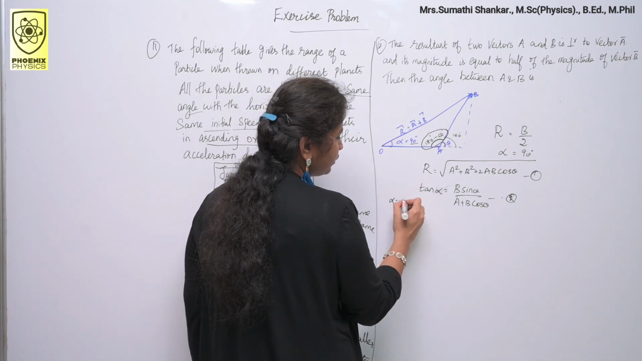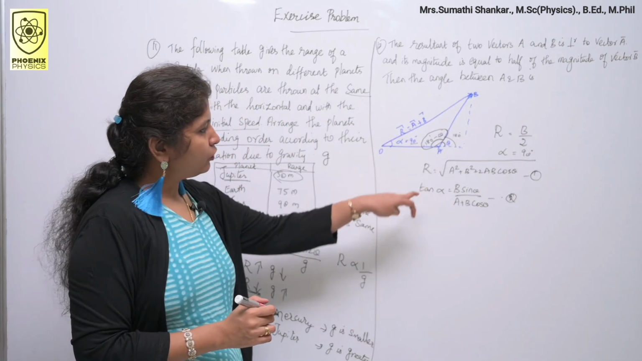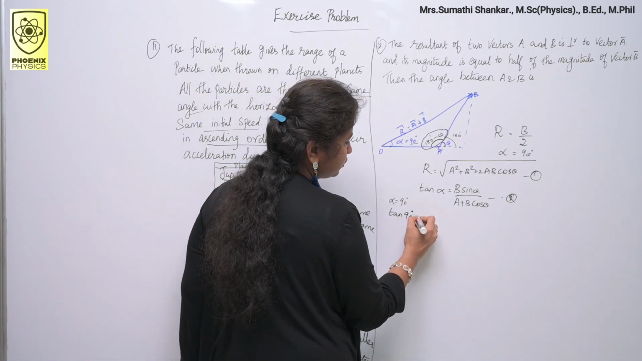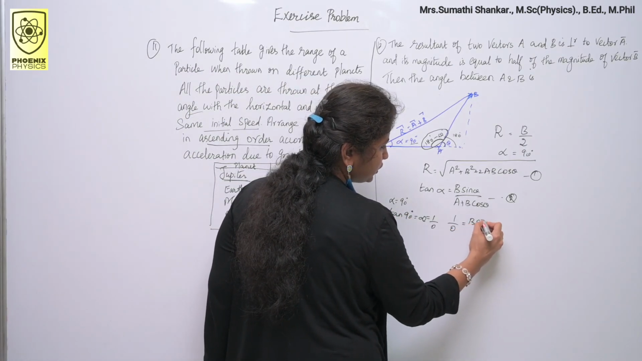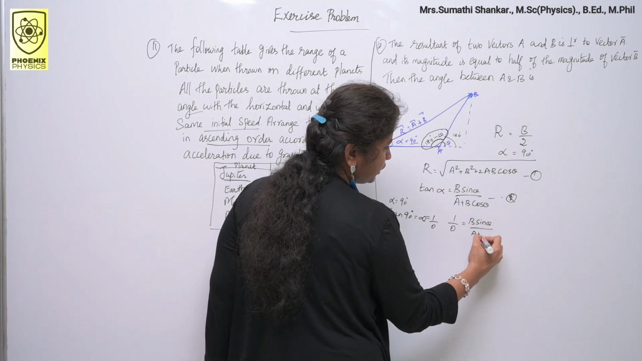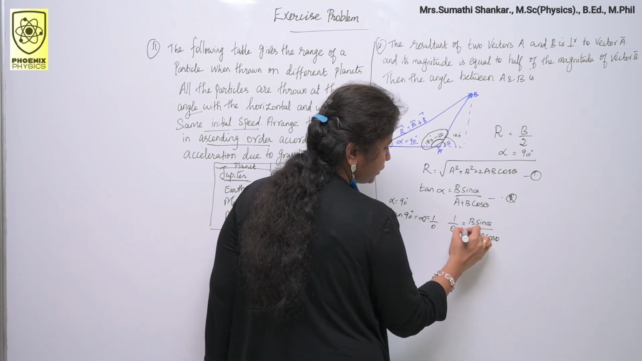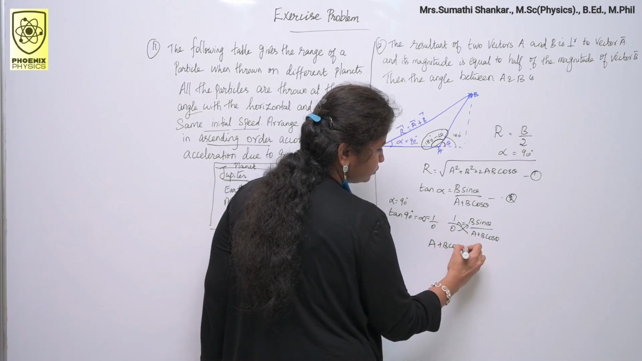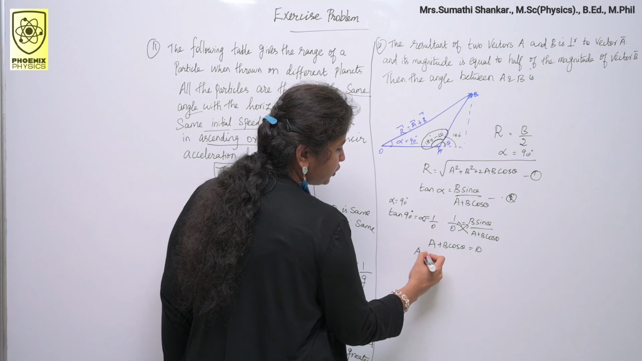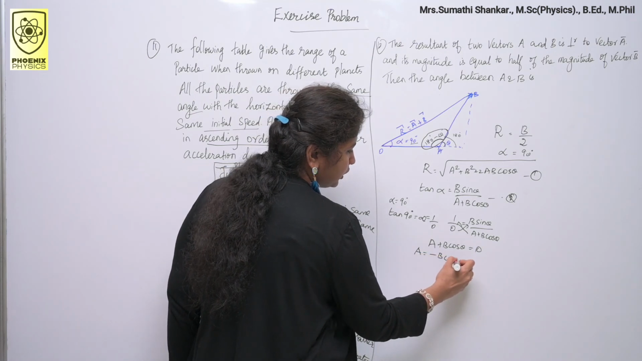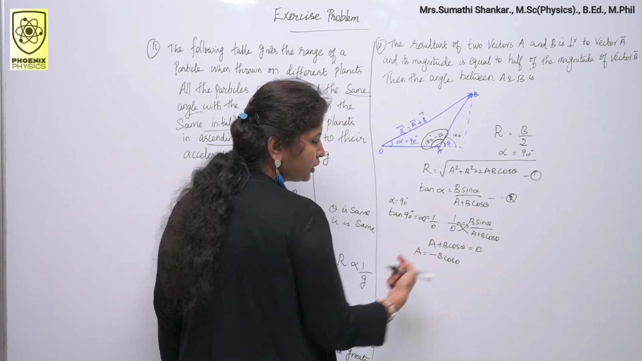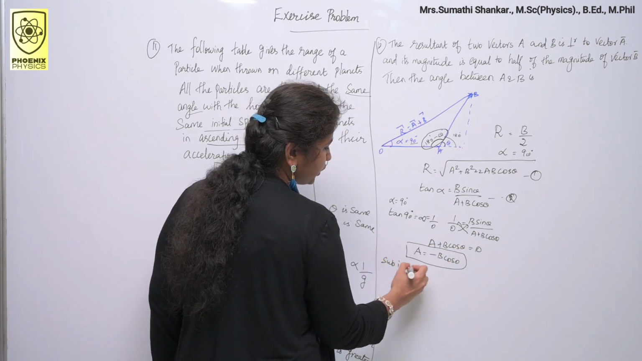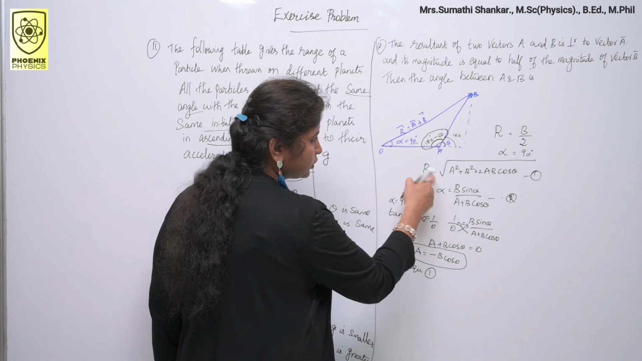Here the alpha value is given, 90 degrees. Tan 90 degrees is equal to infinity, that is 1 by 0, equal to B sin theta divided by A plus B cos theta. Cross multiply these two, so A plus B cos theta equals 0. We want to find out A. Bring this plus B cos theta to the right hand side, so A equals minus B cos theta. You know the A value. Substitute in equation 1. Which is our equation 1? This is our equation 1.